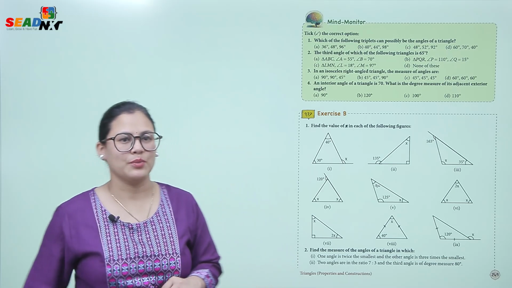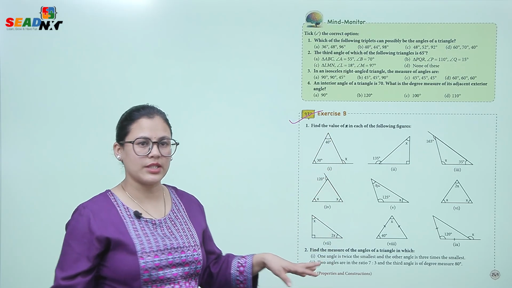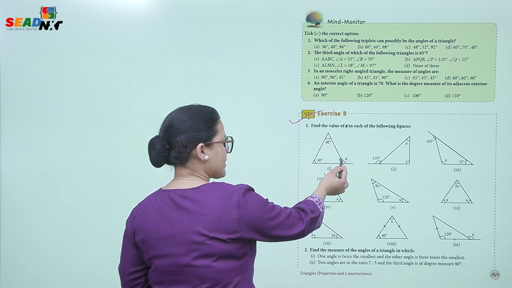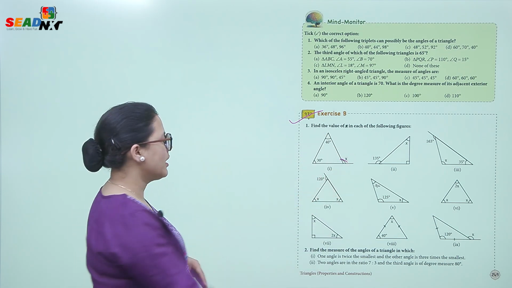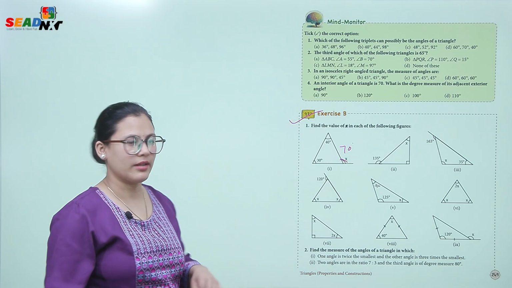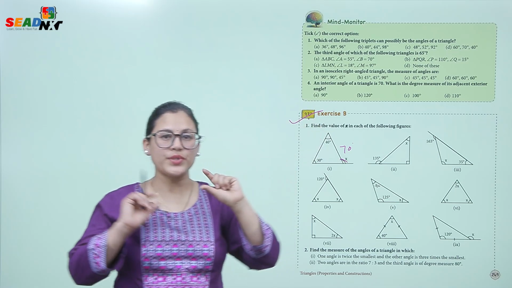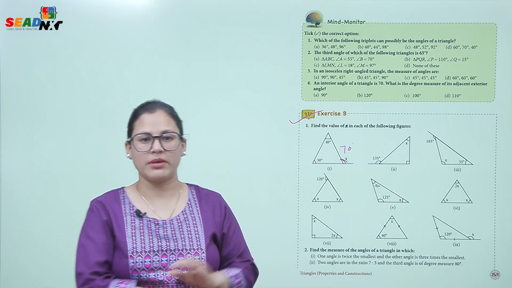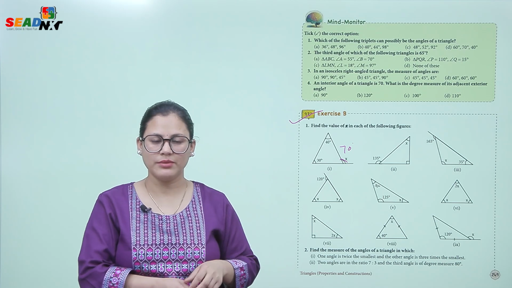Let's do exercise B. Find the value of x in each of the following figures. You know, the exterior angle is equal to the sum of the interior opposite angles. Means 30 plus 40 is 70 degrees. Okay, हमने prove किया था that exterior angle जो है interior opposite angles होते हैं उनके sum के equal होता है, right? So इसी तरह से अपने बाकी के parts भी करने हैं, okay?